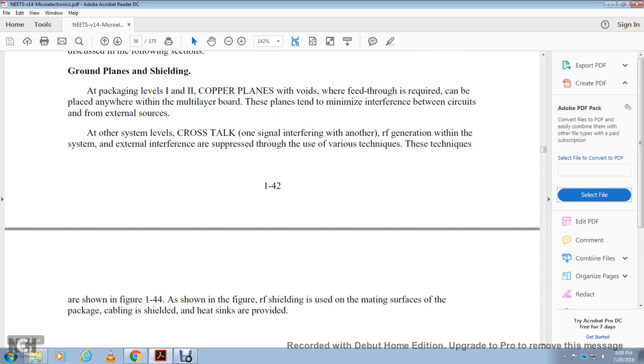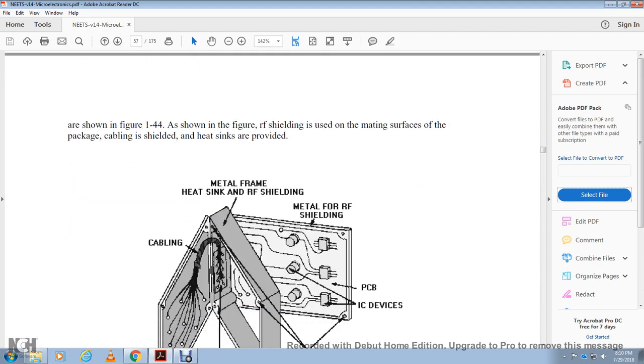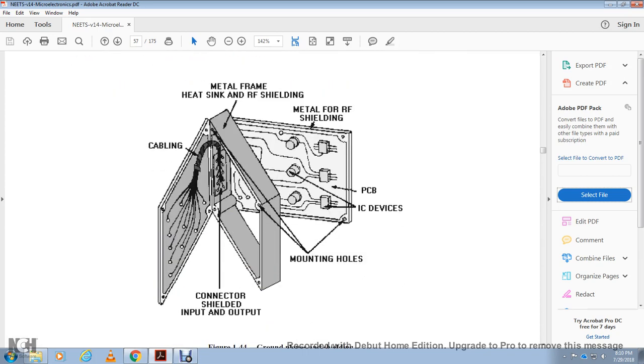These techniques are shown in figure 1.4, showing the radio frequency shielding issue with the mating of the surface of the packaging cable to shield the heat sinks that are provided. Metal frame, heat shielding, radio frequency shielding, cabling, radio frequency shielding, printed circuit board, the inner circuit device, mounting holes, connection shield, input and output.